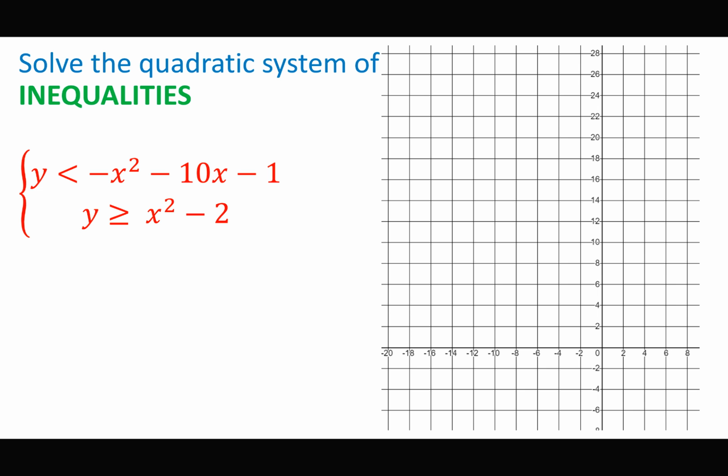Okay, last one that we're going to work on for today. Solve the quadratic system of inequalities. So this one we're going to have a little bit of work to do. But you just have to take your time, make sure you're attending to precision, staying organized, and we can do this one.